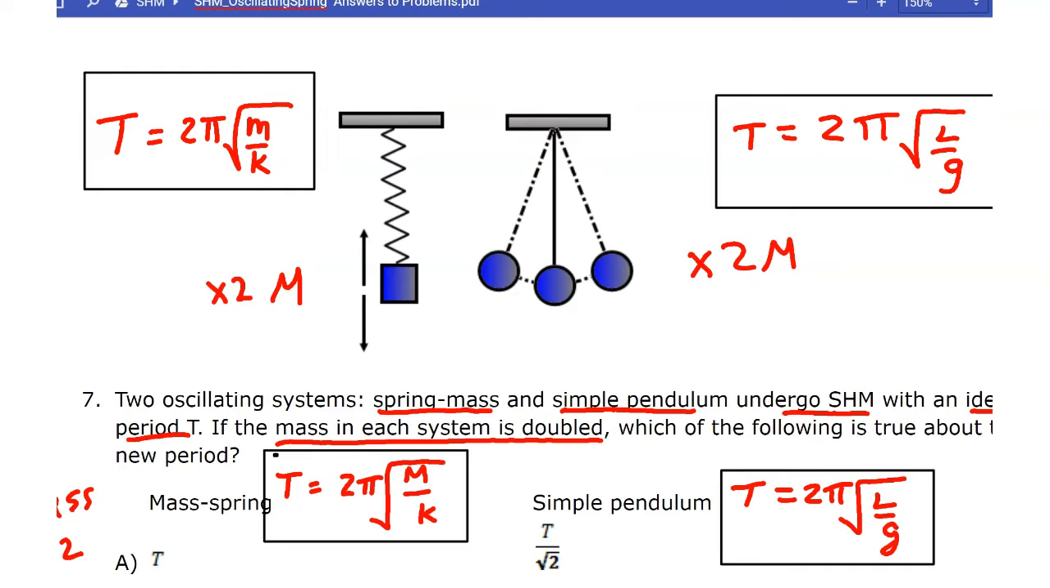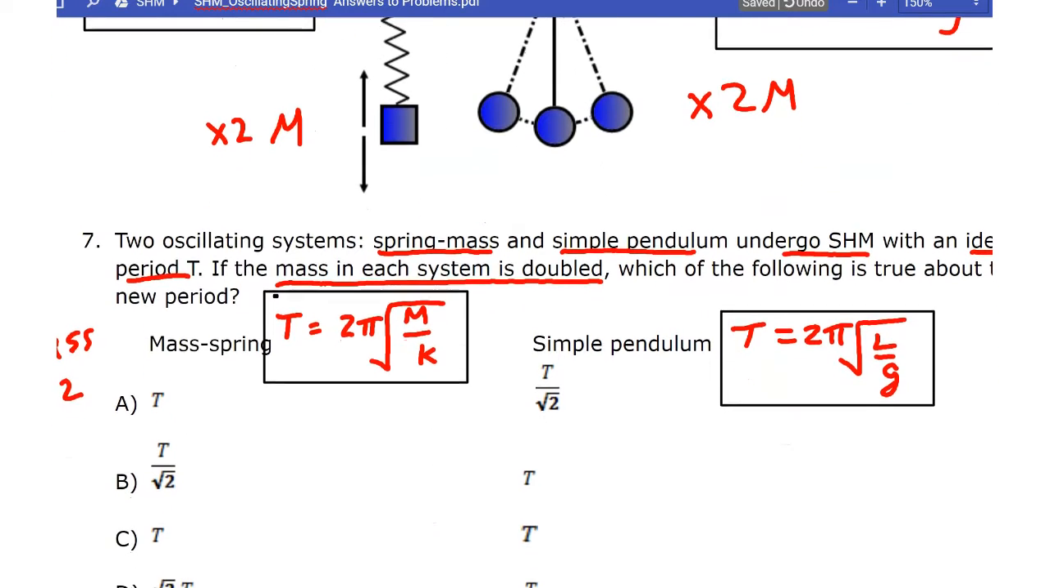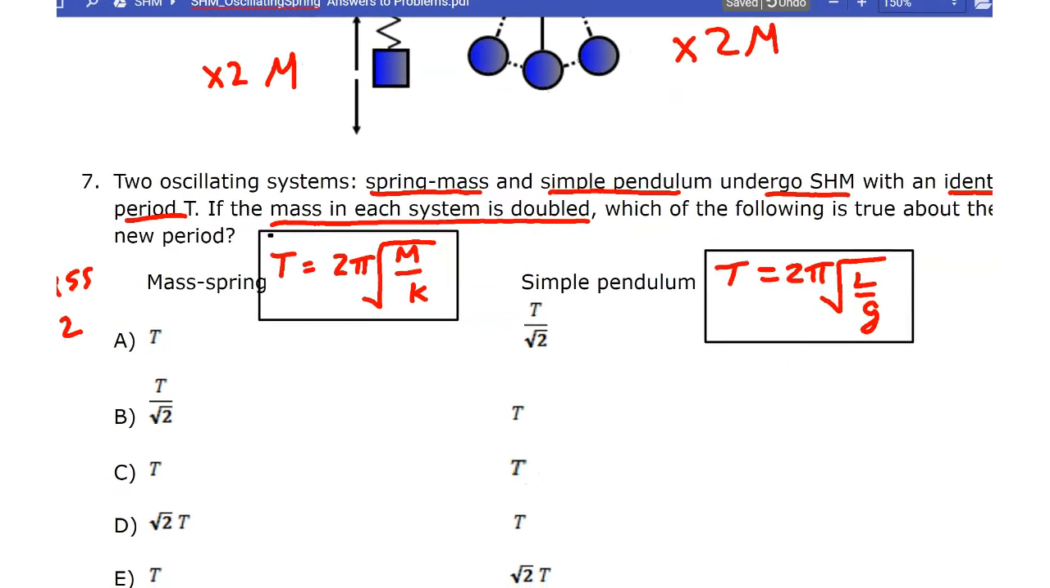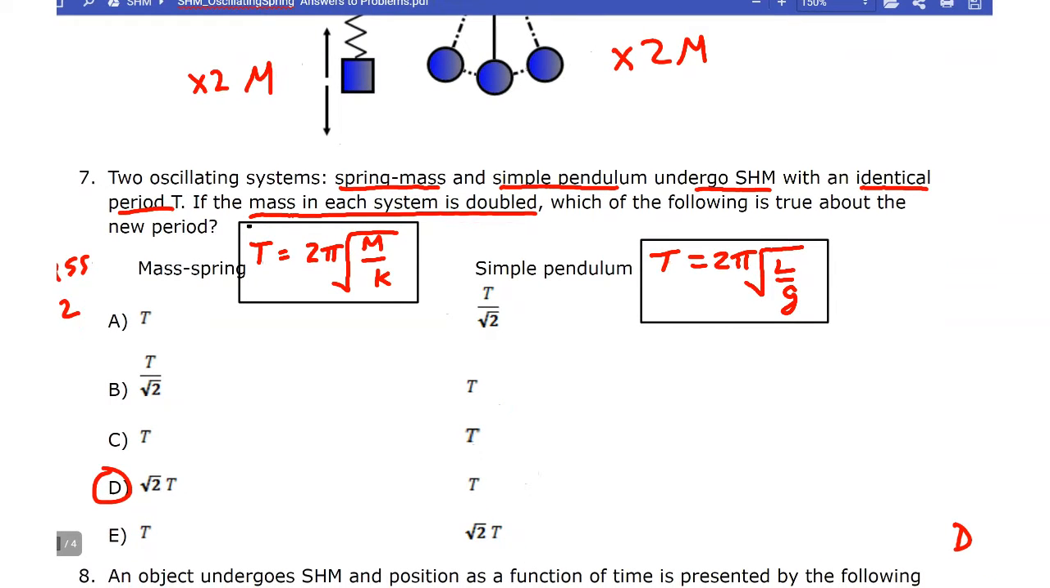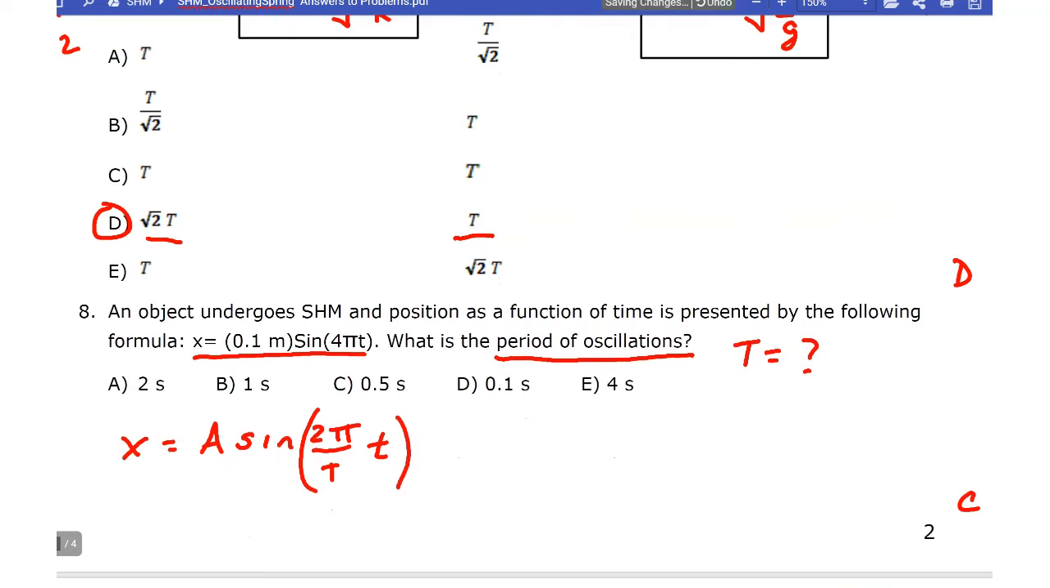For the mass on a spring, of course, if you double the mass, you're going to double something underneath the square root. So if the right side gets bigger by radical 2, the left side gets bigger by radical 2. Let's look at the equation for the pendulum, and there is no mass in that equation, so the period of the pendulum remains constant, and the period of the mass on the spring changes by radical 2. Instead of T, it's radical 2 times T.